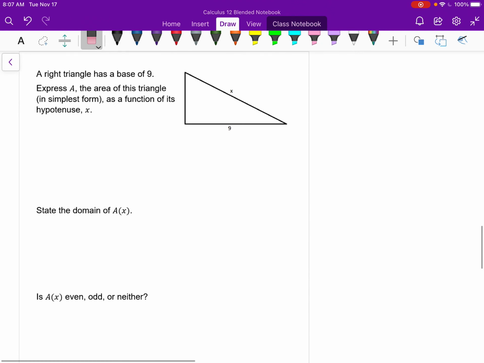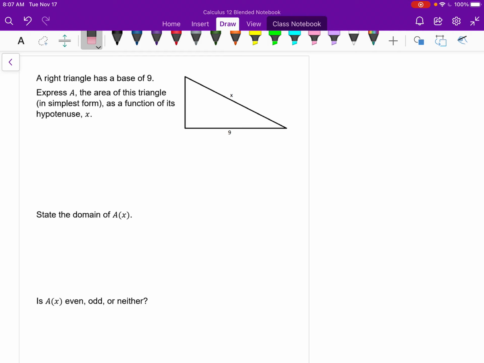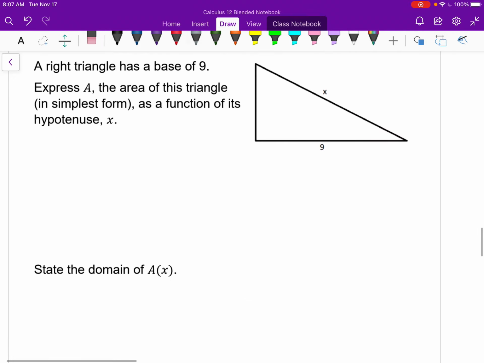That's it. Let's look at the last question. I have a right triangle, so I'm going to draw the right angle in here. A right triangle, it has a base of 9. Well, I can see that right here. Okay, the base length is 9. Express the area of the triangle as a function of its hypotenuse. Okay, area is a function of x. So in function notation, I want A as a function of x. That's what we're trying to figure out.